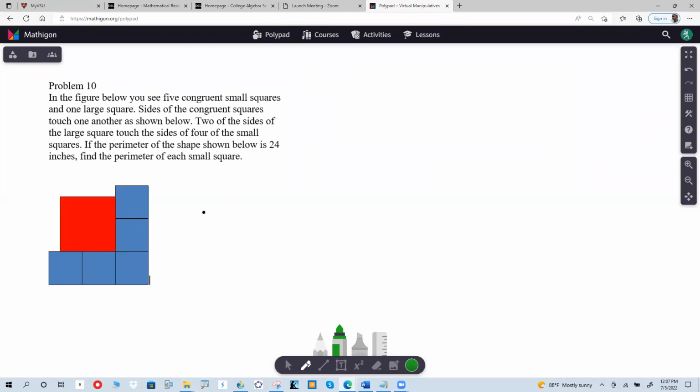In the figure below, you have 5 congruent small squares, the blue squares, there are 5 of them. 2 of the sides are touching like described. Okay, if the perimeter of the shape is 24, find the perimeter of each small square. What's interesting, guys, and you really want to observe this, is the perimeter of the shape. So the perimeter of this shape is the same if you get rid of this edge.